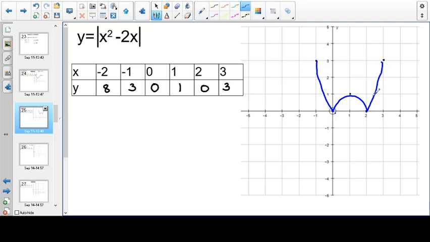These two bits are part of the existing curve, the proper curve. So that's what those two bits are. This bit here is y equals negative x squared minus 2x, so negative x squared plus 2x. Okay, but the whole thing together is the modulus function.